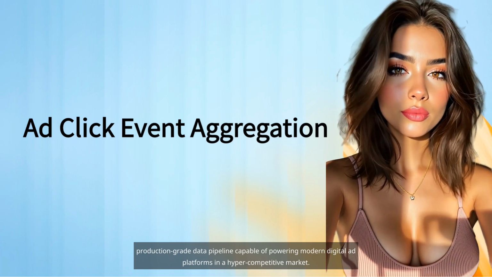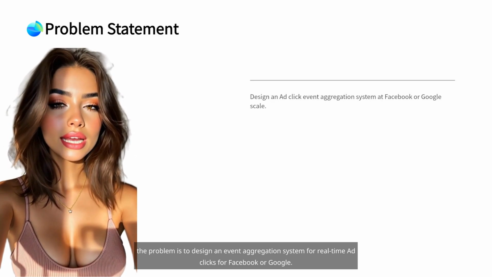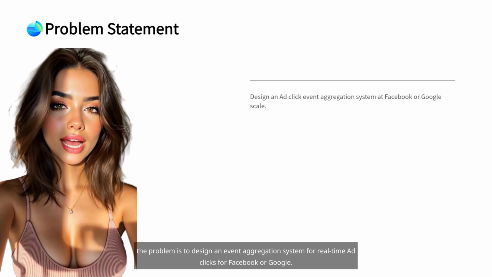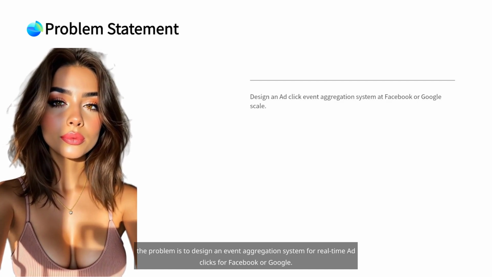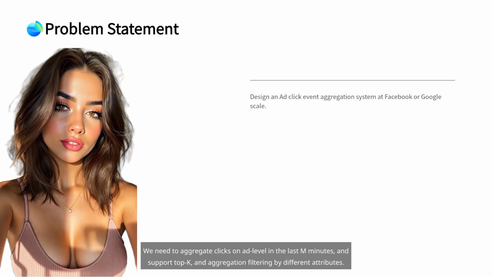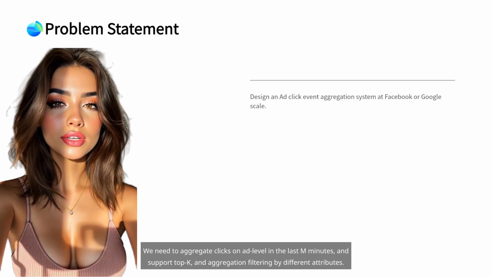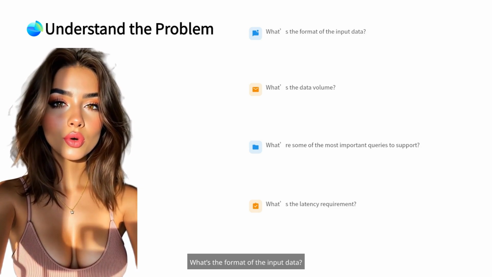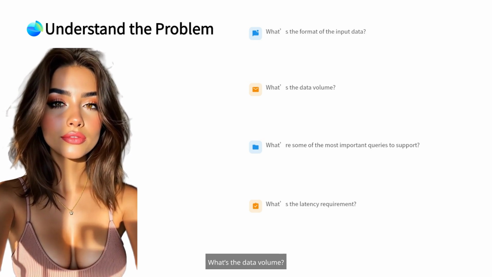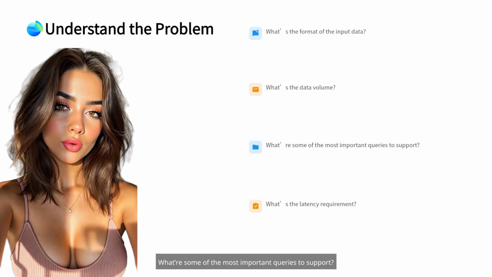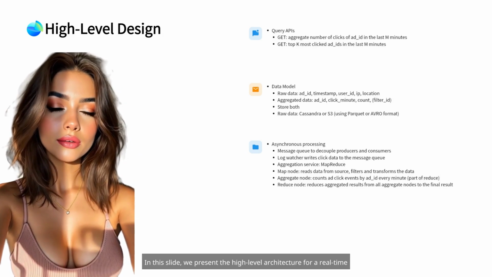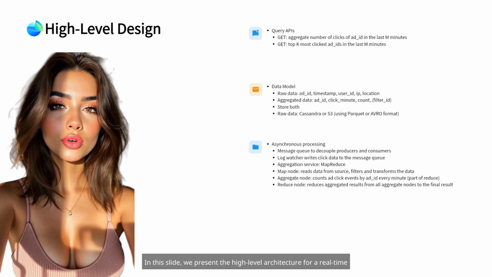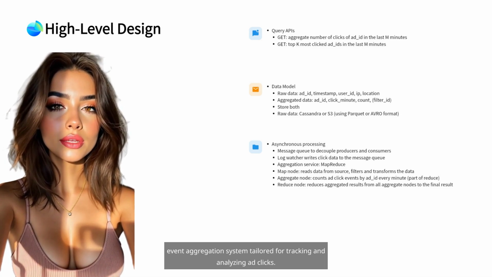in a hyper-competitive market. The problem is to design an event aggregation system for real-time ad clicks for Facebook or Google. We need to aggregate clicks on ad level in the last M minutes and support top K and aggregation filtering by different attributes. Here are some good requirement questions to ask. What's the format of the input data? What's the data volume? What are some of the most important queries to support? What's the latency requirement?